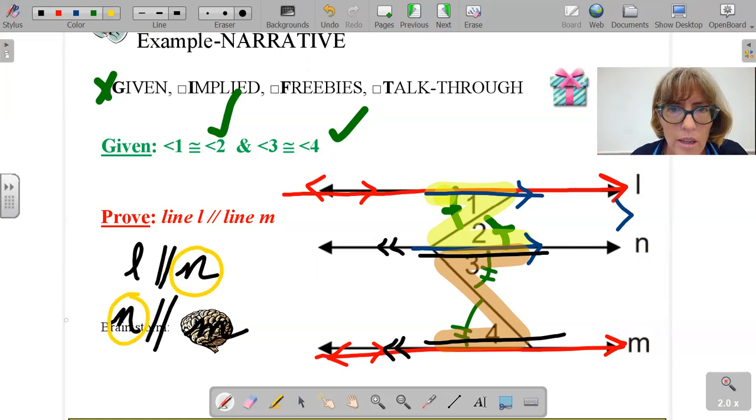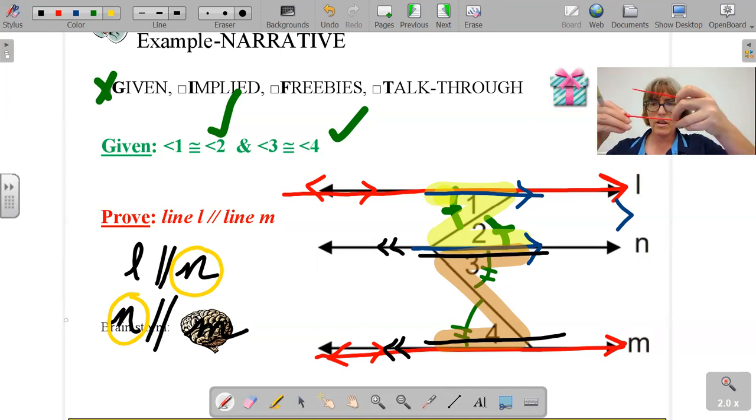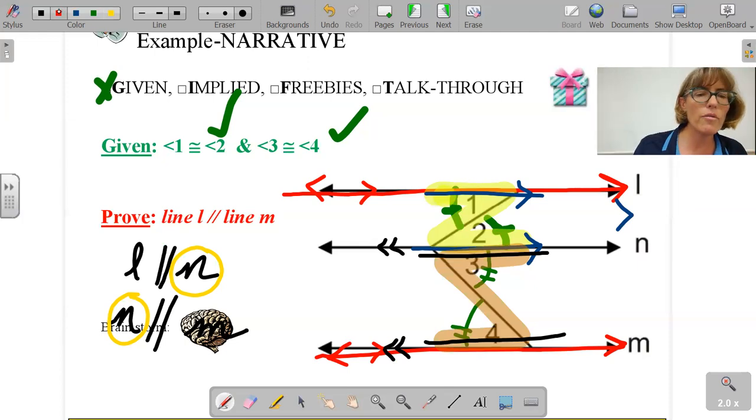Transitive property. If I have 2 lines, see if I can hold this with my stir sticks. If I have two lines parallel to the same line, do you see that? Two lines parallel to the same line? That means those two lines are parallel to each other. That's called the transitive property. So, boom, you have transferred here.